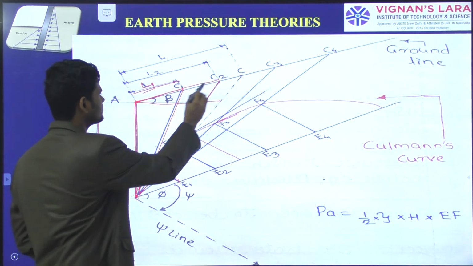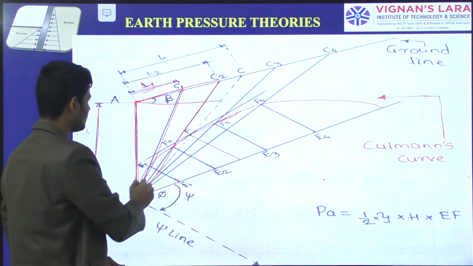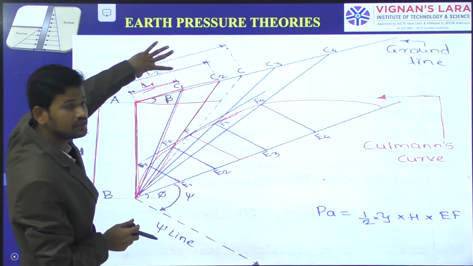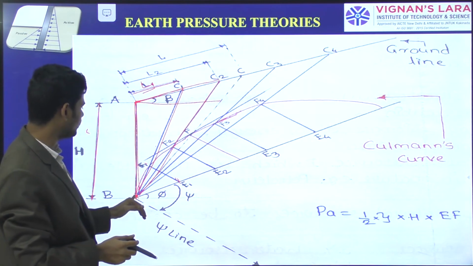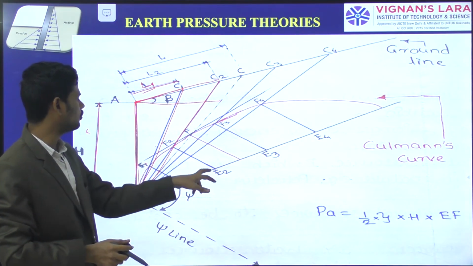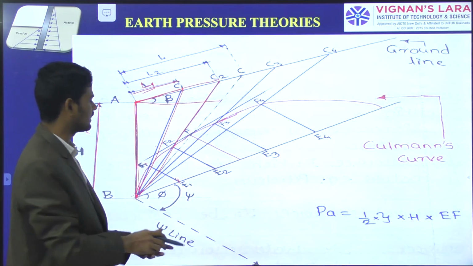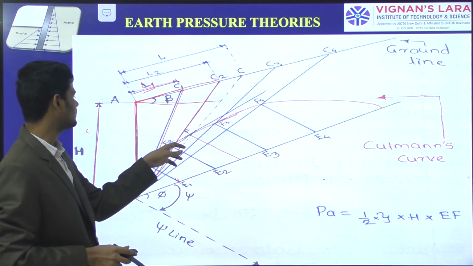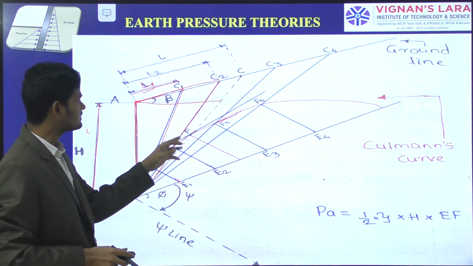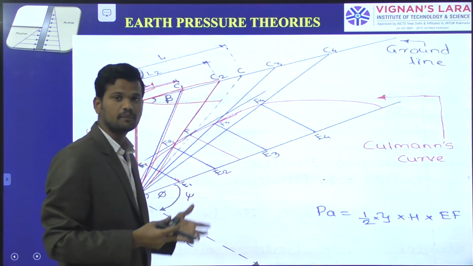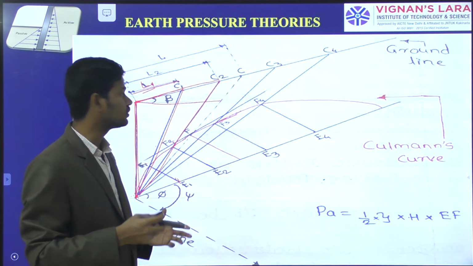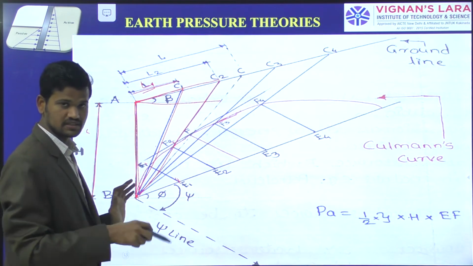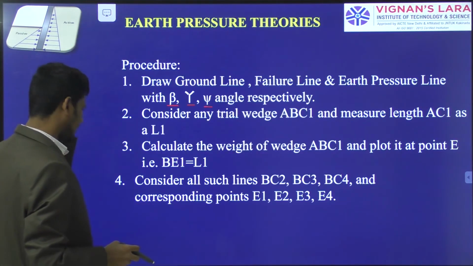Again, if you come to this second trial wedge, that is ABC2 for the second trial wedge, again with the length of L2. Again from point B2 with the length of L2 we are drawing one more point here. From this point we are making one more connecting point for this second failure wedge of the soil mass, such that for all corresponding points with respect to the length of the trial wedges we are drawing from this point. Okay, this is the fourth point and third point.